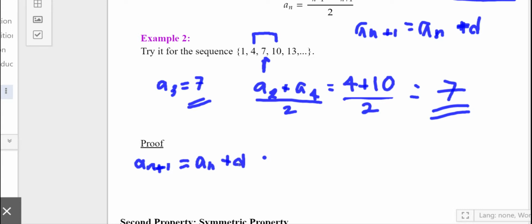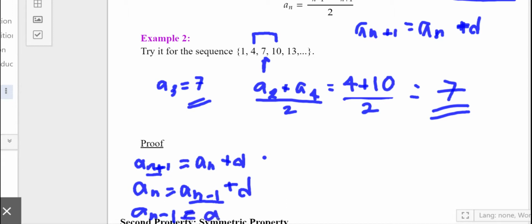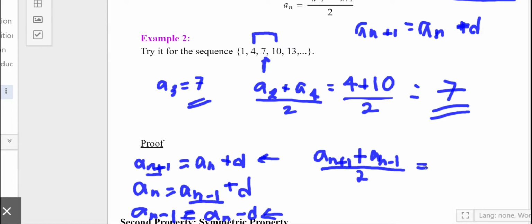Once we have that, the other thing we have is that an is also equal to an minus 1 plus the common difference. Note that this n minus 1 and n plus 1 are in the index. I'm not actually subtracting 1 here. What I mean is that a4 would be equal to a3 plus the common difference. So here I can isolate an minus 1 and say an minus 1 is equal to an minus d. I know you're wondering where we are going with this. I'm going to take my property, an plus 1 plus an minus 1, over 2, and figure out what this is equal to using the two things I just put arrows against.